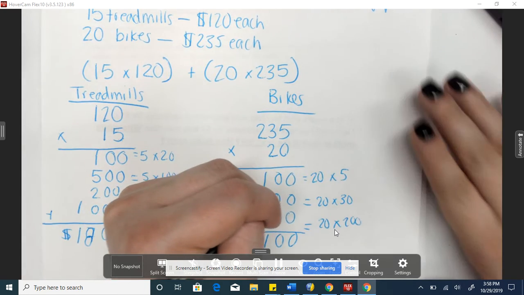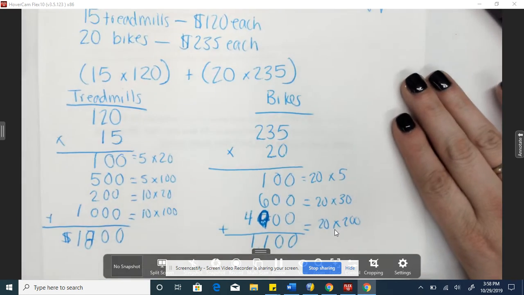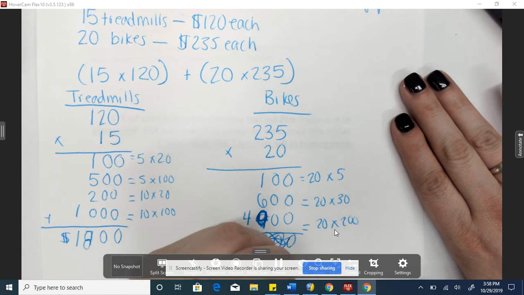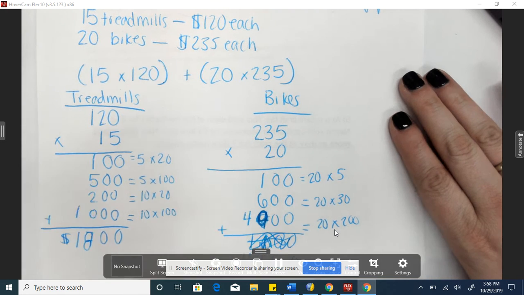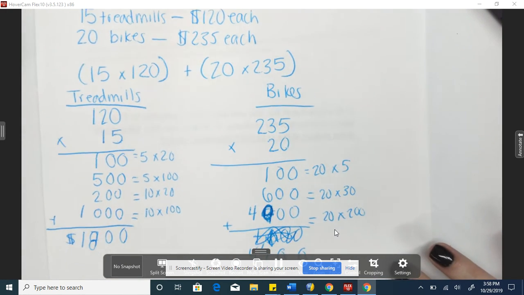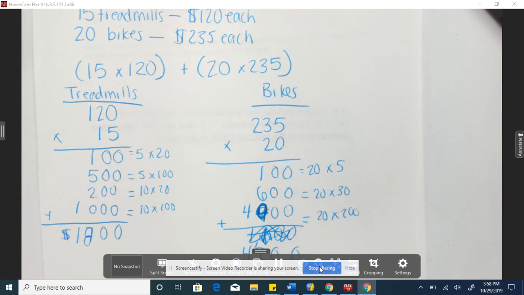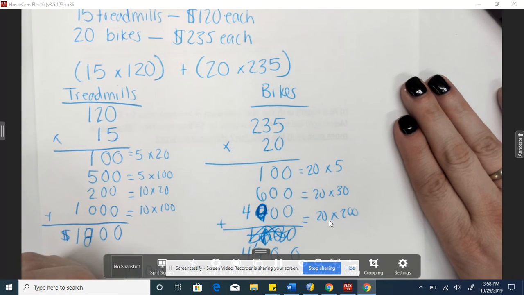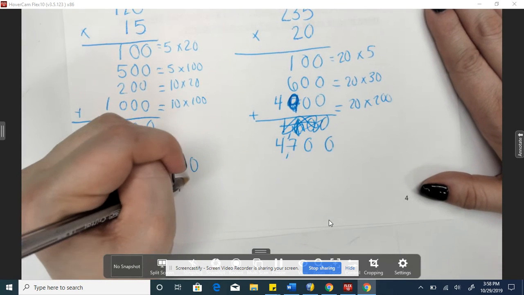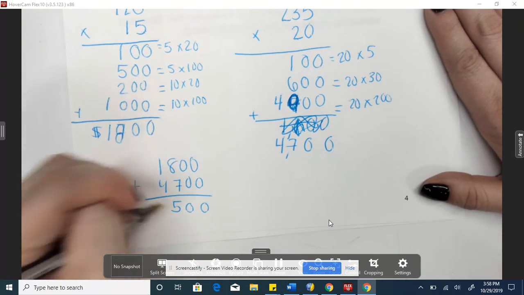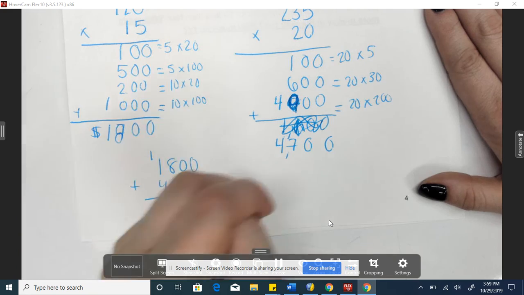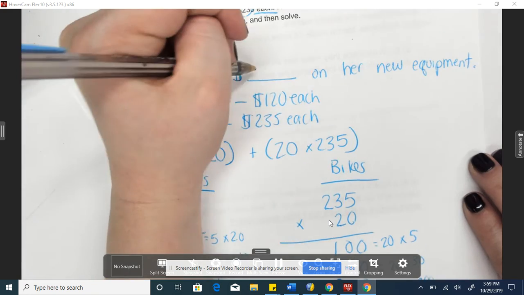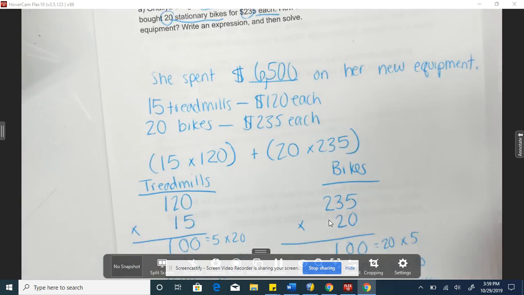Oh, I made another mistake. This needs to be a 4,000. So this would be 4,700. Okay, so now I need to add them together. 1,800 plus 4,700 is 6,500. So she spent, now I'm going to go back all the way up to the top. Look, she spent $6,500 on her new equipment.